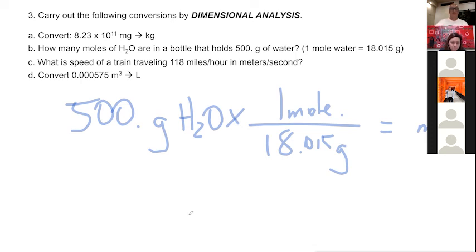So all we need to do is do this conversion, and believe me, you're going to get tired of this. You're going to be doing this conversion forever and ever and ever. So grams cancel, and we're left with moles. So all it is is 500 divided by 18.015. So how many moles is that?